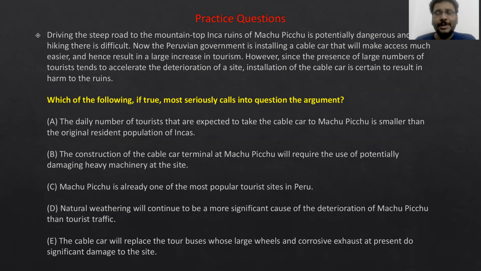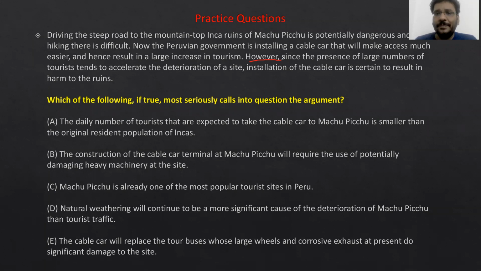Now, as always, when you're given an argument, the first and foremost thing is to identify the conclusion of the argument, right? So what's the conclusion? Generally, most GMAT questions will have a conclusion marker. Here, as you can see, 'however' suggests a concluding remark by the author. So what does the author say?